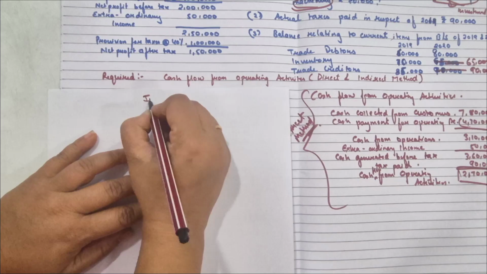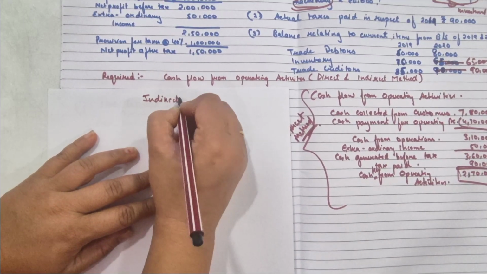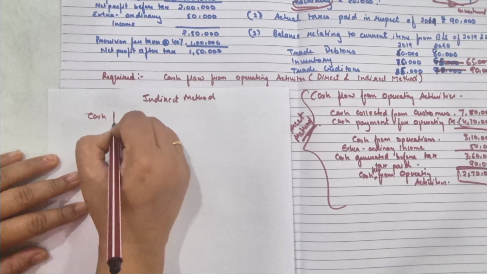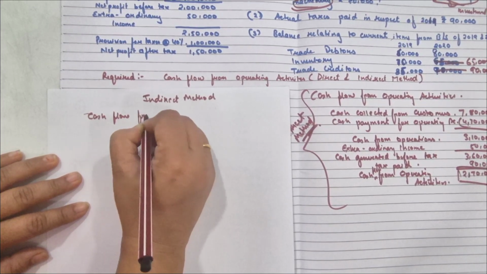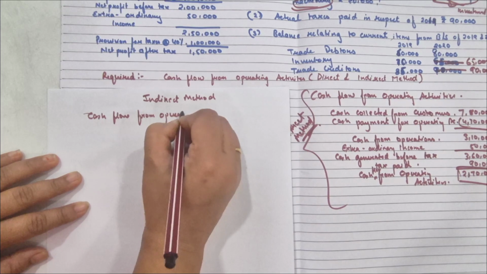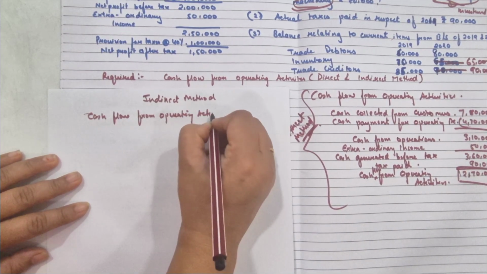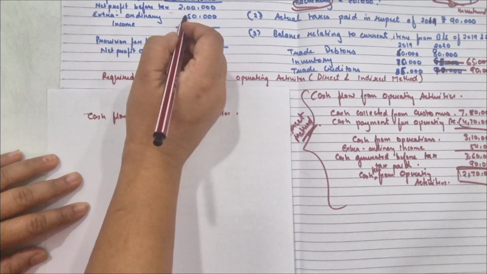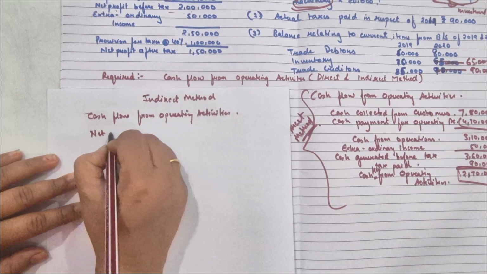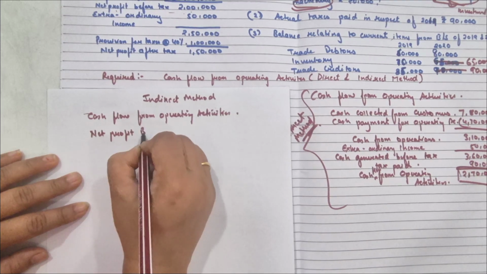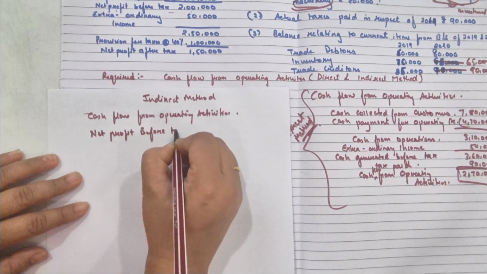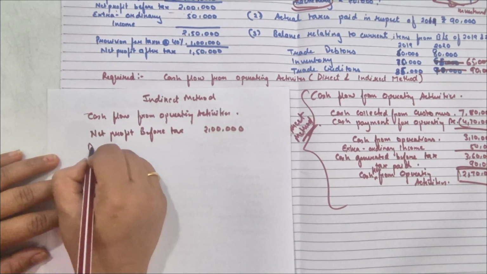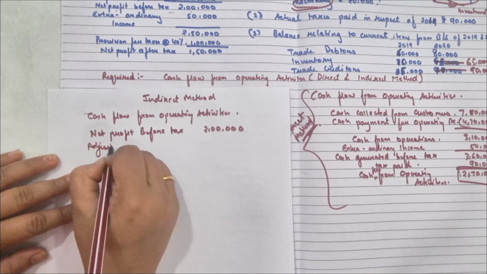See, we will start the indirect method, student. Now in this we will calculate cash flow from operating activities. Fine. We will start with net profit before tax, which is 2 lakhs. Now we will do the adjustments.